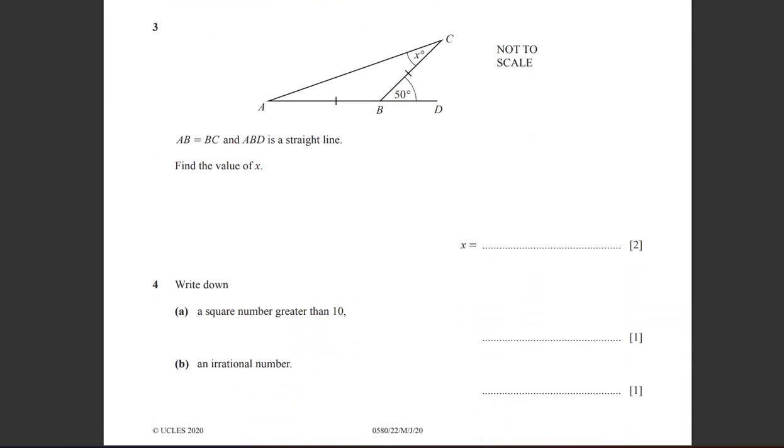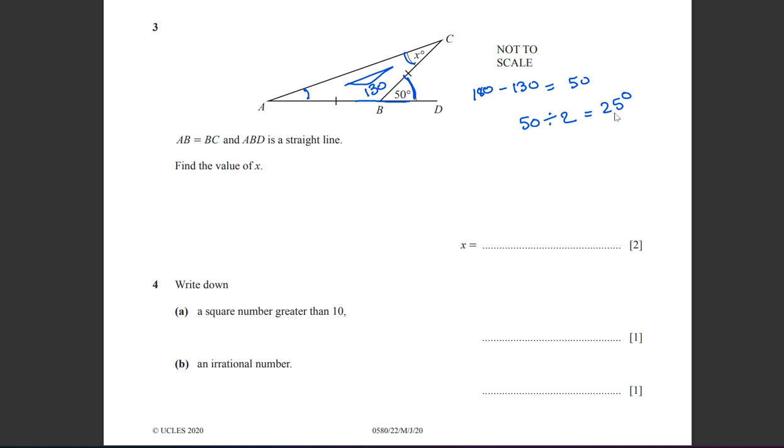Question number 3 is giving me this question and telling me that AB equals BC and ABD is a straight line. Find the value of x. We all know that this is 50 and this is a straight line, so this will be 130. How? 180 minus 50 equals 130. Then in this triangle, 180 minus 130 is 50. Then divide 50 by 2. Why by 2? Because this is an isosceles triangle, so these two angles are equal. So divide by 2, it will be 25 degrees.